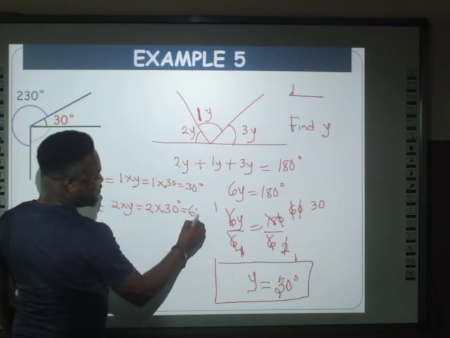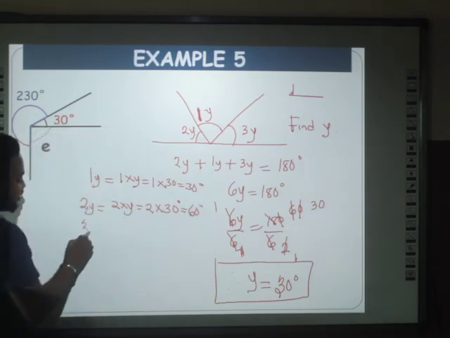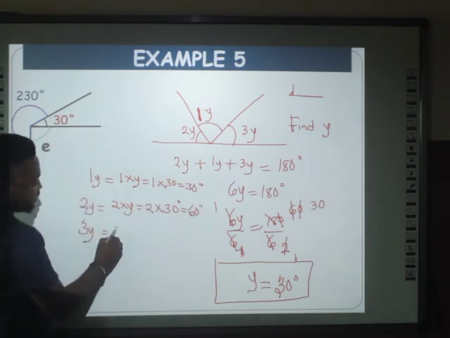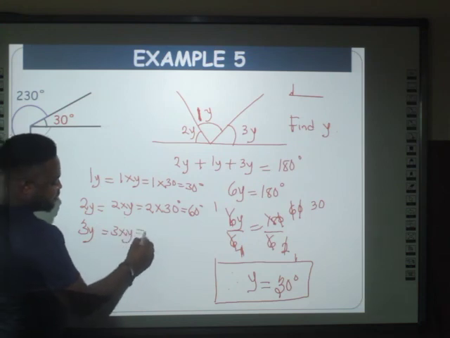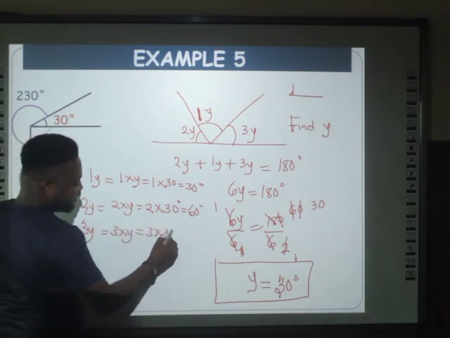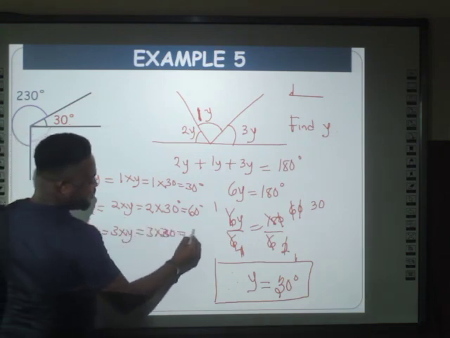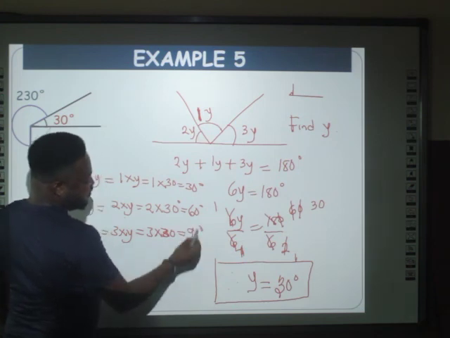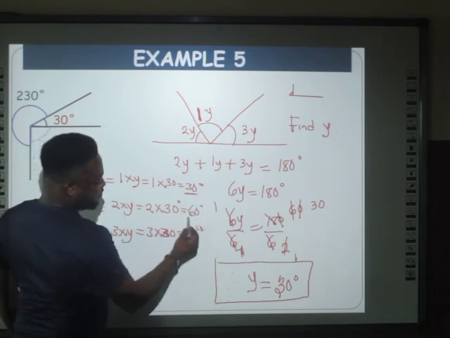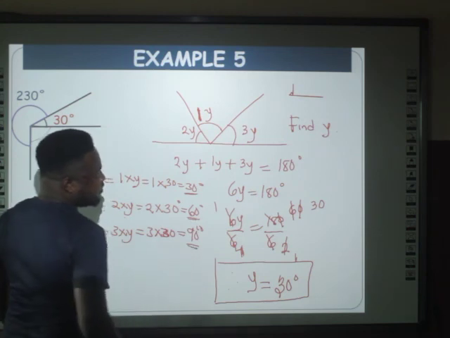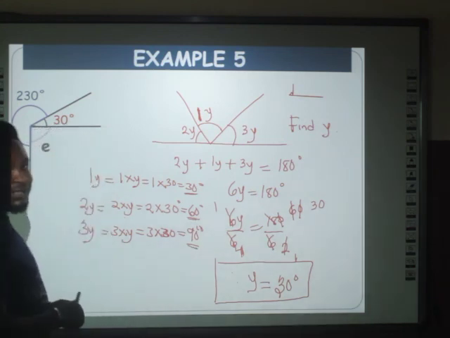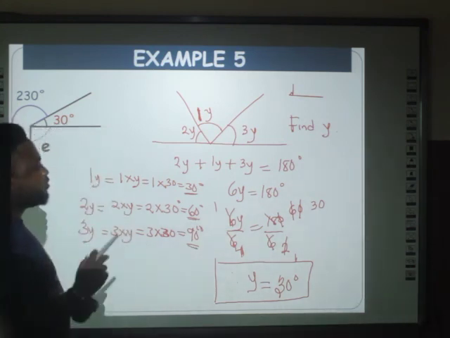So 2 times 30 will give you 60. Then the last value, which is 3y, will be 3 times y, which is going to be 3 times the value of y, 3 times 30, which will give us 90 degrees. You find that by the time you add 30 plus 60 plus this 90, we end up having 180 degrees. Okay, so that is that.